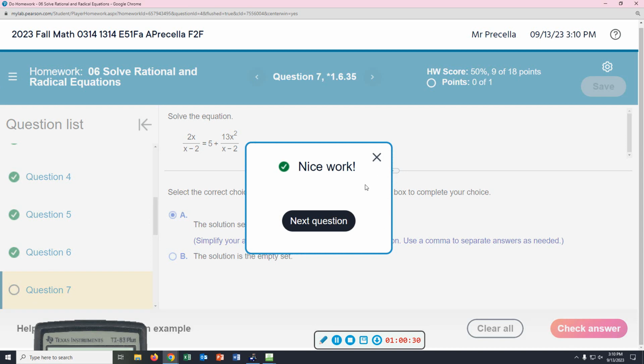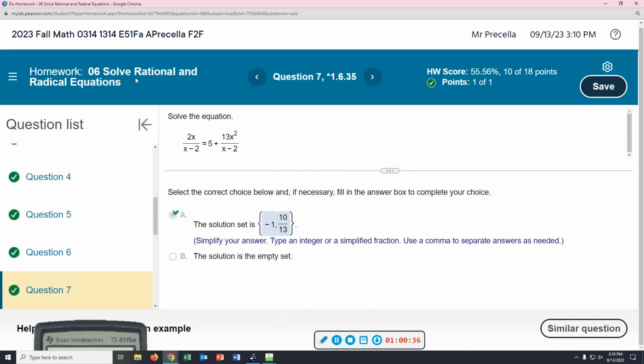Okay. And now we're ready for the second half of the assignment. Radical equation. Rational, that means fractions, and radical. Radical doesn't mean bizarre or anything like that. That's not the type of radical we're talking about. Radicals are square roots, cube roots. Those symbols are called radicals. So radical equations.